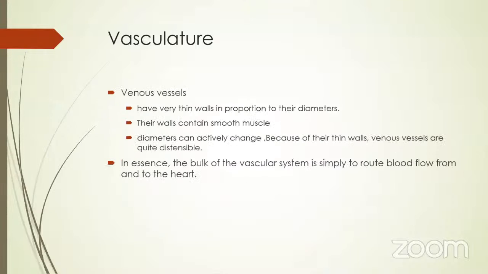Venous vessels have very thin walls in proportion to their diameter. Their walls contain smooth muscle, and the diameter can actively change. Because of their thin walls, venous vessels are quite distensible. In essence, the bulk of the vascular system is simply to route blood flow from the heart and back to it.